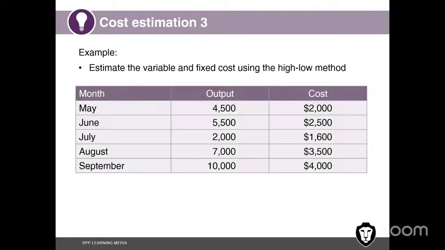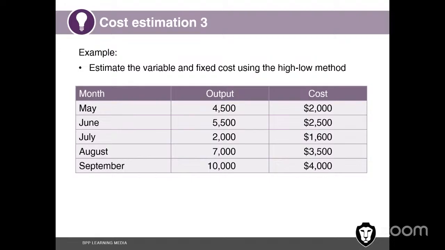So for example, for this one, the highest activity is 10,000. The activity is the one that is not the cost, so it's the output. The highest activity is 10,000 units. The lowest activity is 2,000 units. You look at the cost that goes with each, right? And what is the difference between those two costs and the two activities? The cost goes on top: 4,000 minus 1,600, that's 2,400. That's what's on the top, divided by 10,000 minus 2,000. It's going to be 2,400 over 8,000. And that is going to tell you the variable cost per unit.